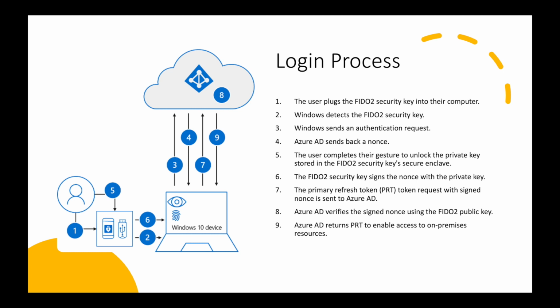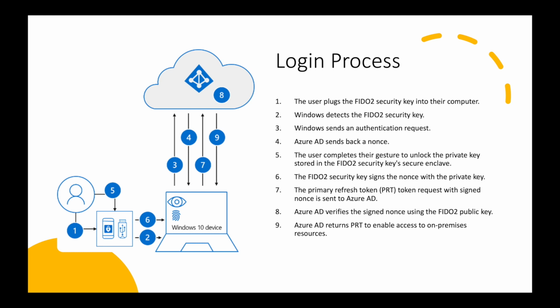That authentication request is going into your database, your Azure database. Azure sends a nonce back, a code back. The user completes their gesture to unlock the private key. And then following that, the FIDO security key signs the nonce with the private key. And then the primary refresh token request with signed nonce is sent to Azure AD, and that's step 7.